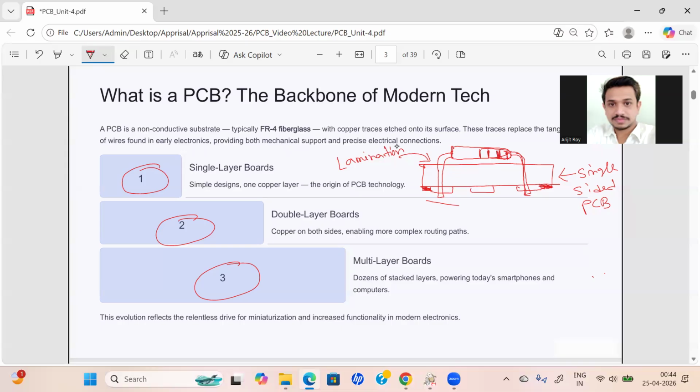Okay, so in my next video I will discuss the other types of PCB, suppose double layer, multi-layer and flexible.